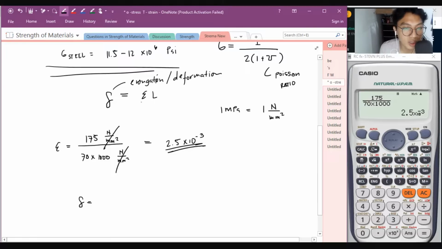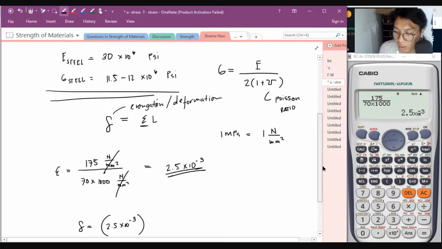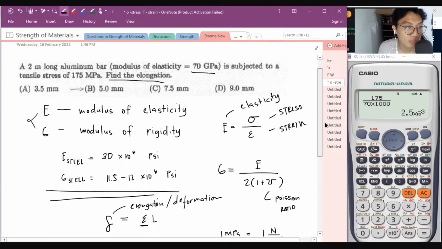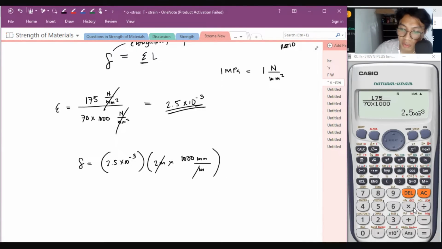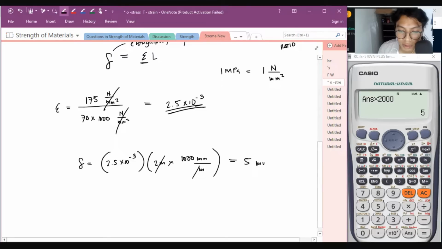Now, multiply mo yung strain, 2.5 times 10 to the negative 3. Tapos, i-multiply mo yung length na binigay sa'yo dyan. What is the length that is given there? That is 2 meters. Gawin natin in millimeter. So, 2 meter times 1,000 millimeter per meter. Cancel to, cancel to. So, ilang millimeter yan? Multiply mo na lang 2,000. The answer will be 5 millimeter. Very basic. Next one.